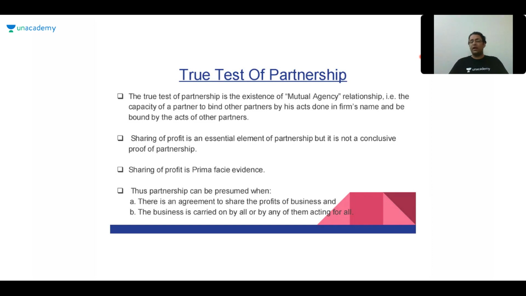So like I said earlier, one partner can carry on the business on behalf of everyone, or all the partners can carry on the business of the firm. This is subject to the provisions of the partnership deed. So whatever is mentioned in the partnership deed has to be followed, because the partnership deed is a document whose terms have been agreed upon and compiled by all the partners together.